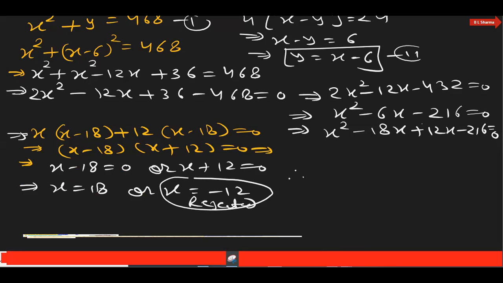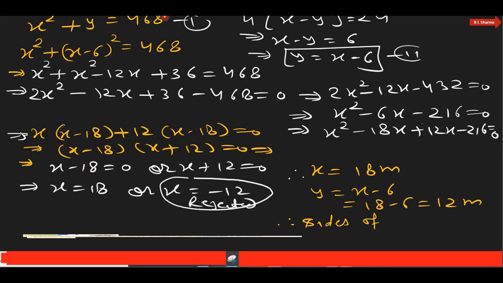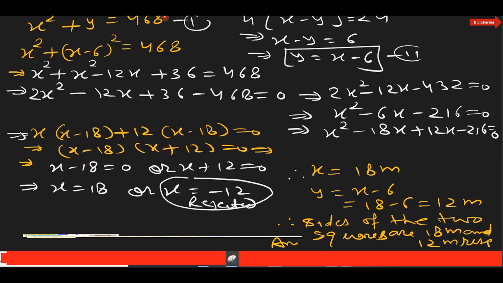Therefore, x is 18 meters and y is given by x minus 6, that is 18 minus 6 is equal to 12 meters. Therefore, sides of the two squares will be or are 18 meter and 12 meter respectively. And this is the answer of this question.